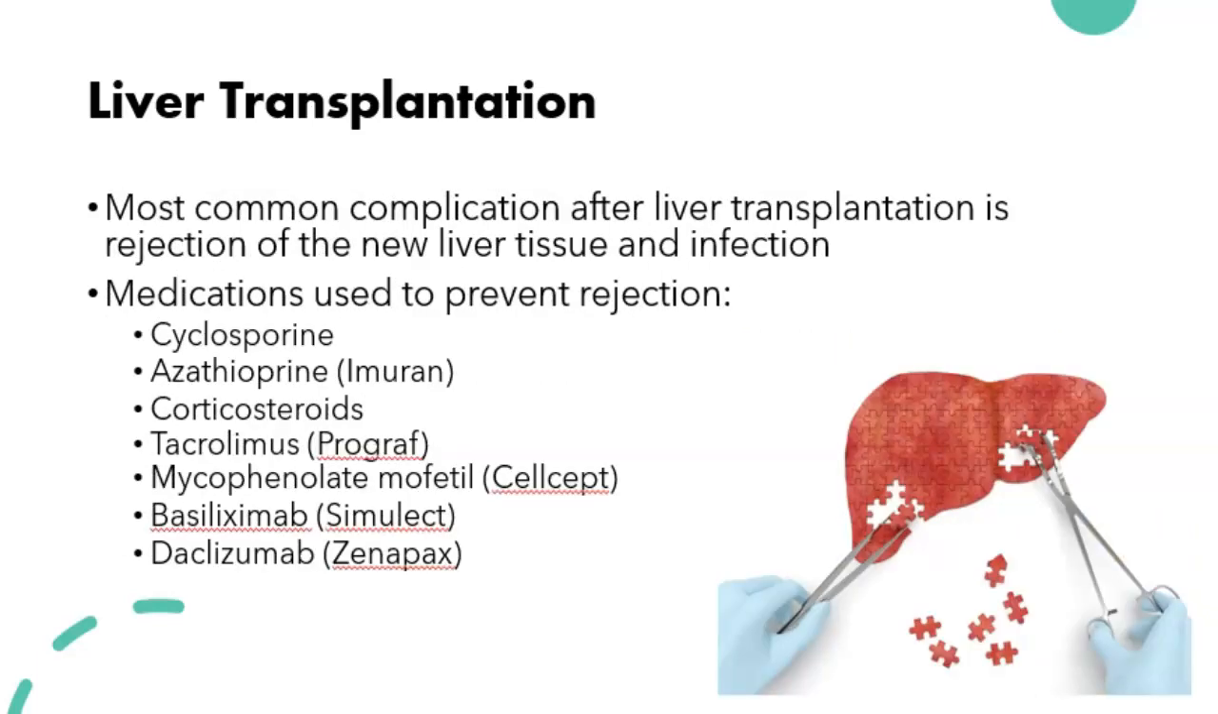The most common complication after liver transplant is rejection of the new liver tissue and infection. So medications used to prevent the rejection are going to consist of your immunosuppressants. So cyclosporine, Imuran, corticosteroids, Cellcept, Simulect, and Zenapax. These are used in combination with other immunosuppressants to reduce rejection rates.